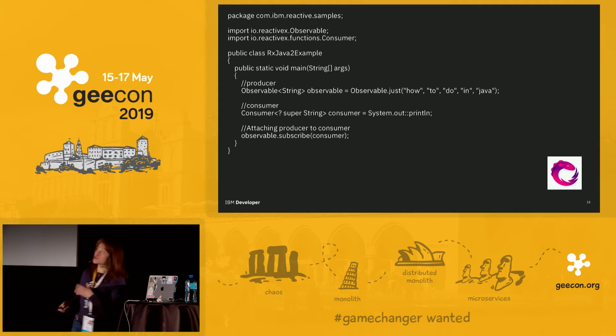For the next code sample, it's not really a program, but I just wanted to point out what I already pointed out earlier through a different example. Observable.just takes in the input, the events, and then you have your consumer, which in this case is a simple illustration, just a System.out.println. Then you can attach your producer to consumer by using observable.subscribe and passing in the consumer.